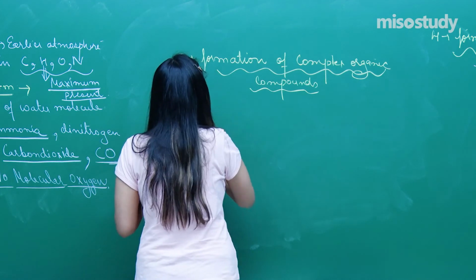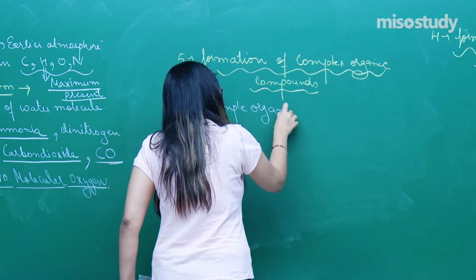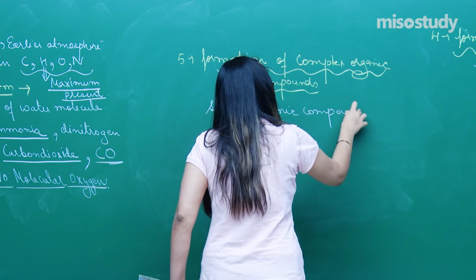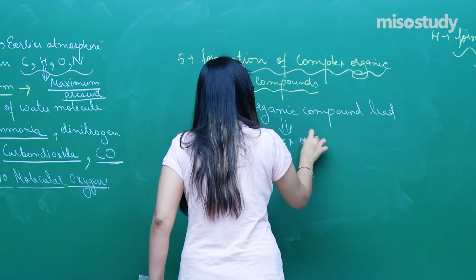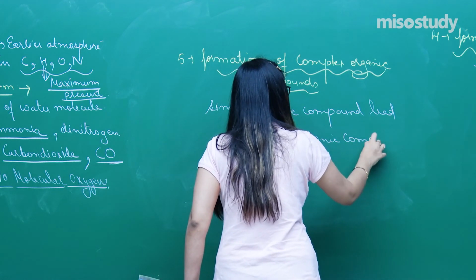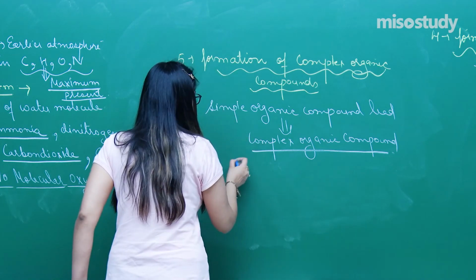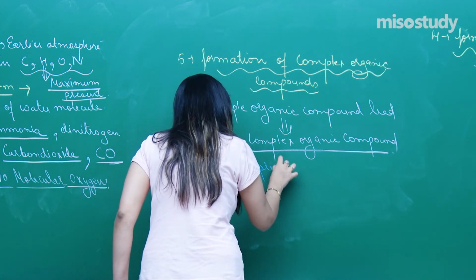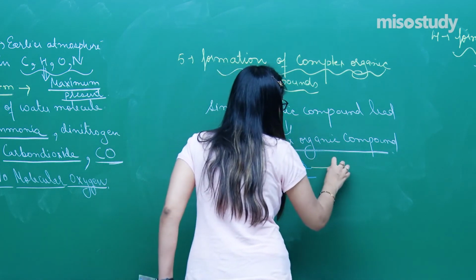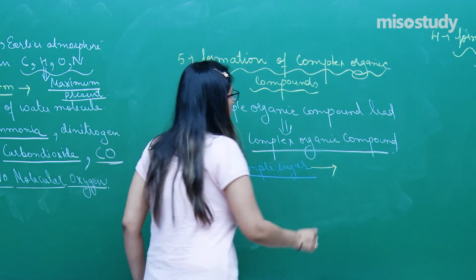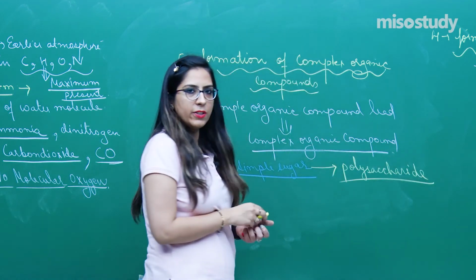So what was the case? All the simple organic compounds lead to complex organic compound formation, right? And what are these? For example, the formation of simple sugars, right? And these simple sugars combine. We have discussed the formation of riboses and pentoses. When they form together, they form what? Polysaccharide. This is carbohydrate.